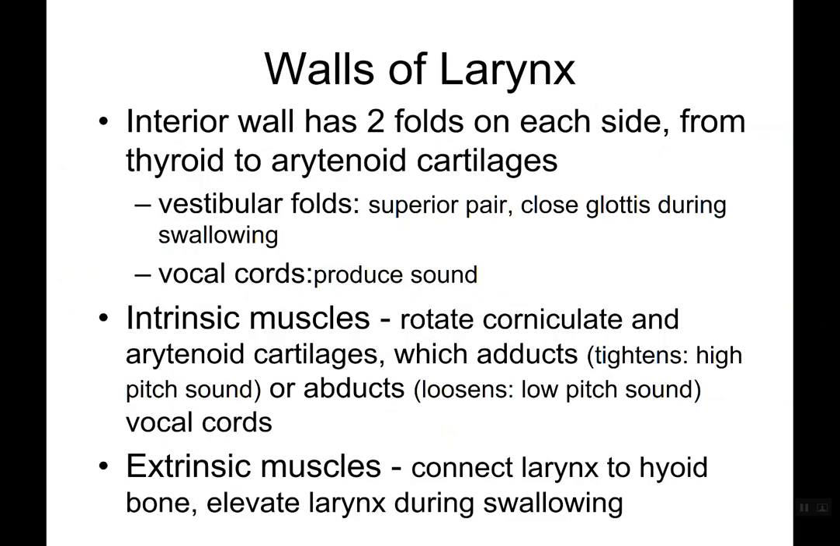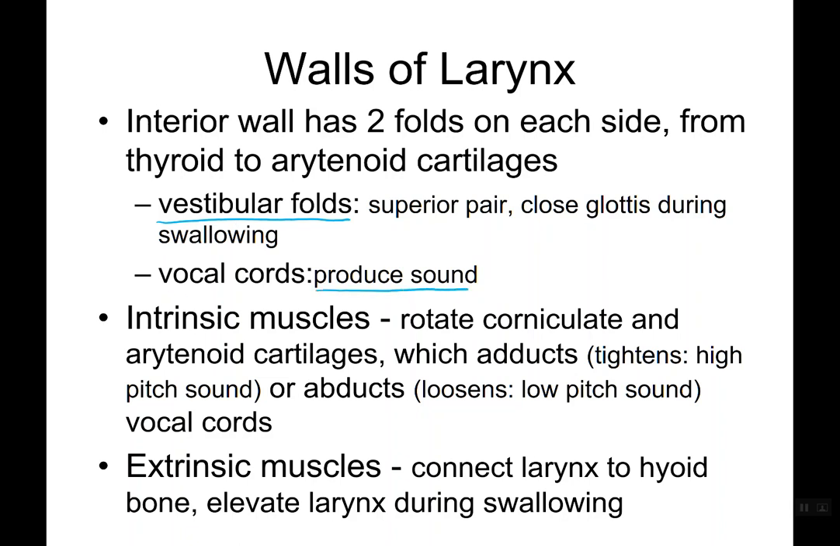All right, so the walls of the larynx. The interior wall has two folds on each side, from the thyroid to the arytenoid cartilages, and these are called the vestibular folds and vocal cords, respectively. So the vestibular folds create sort of a web-like fleshy closure during swallowing, and I'll show you a picture of this. And the vocal cords are medial to the vestibular folds, and these are the ones that you use to produce sound.